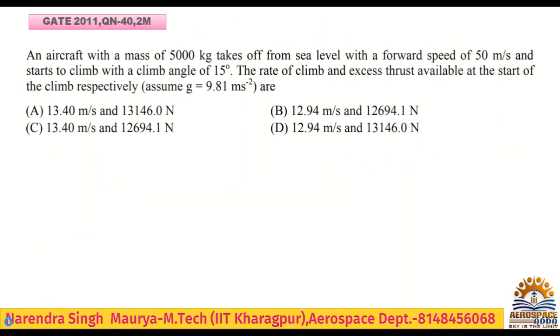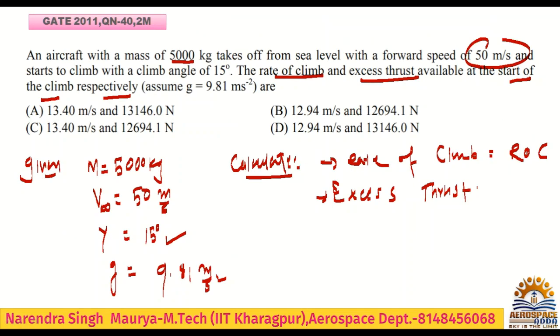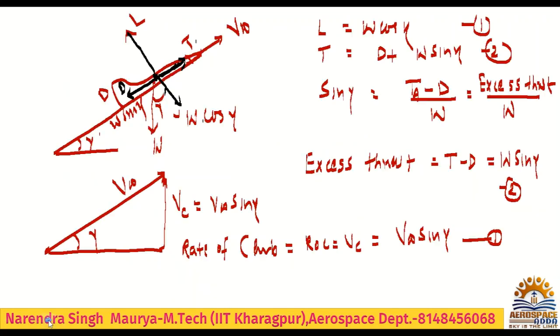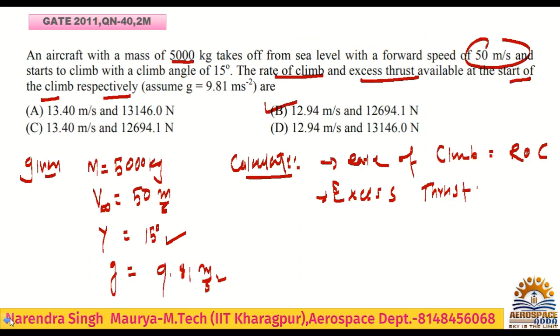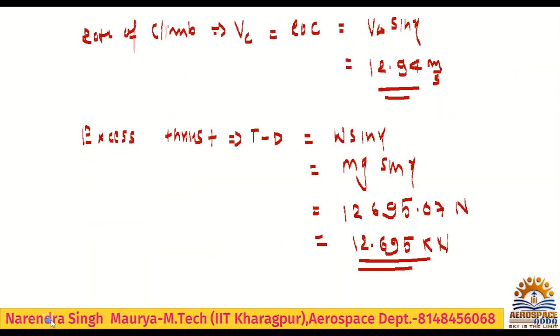Yes or no? Check. 12.94, and 12.69. We have option B. See, both 12.94 here, and 12.695 kilonewton or 12,695 Newton. Simple. So this is correct. Yes or no? So what is the correct answer? The correct answer is option B. This was for 2 marks.